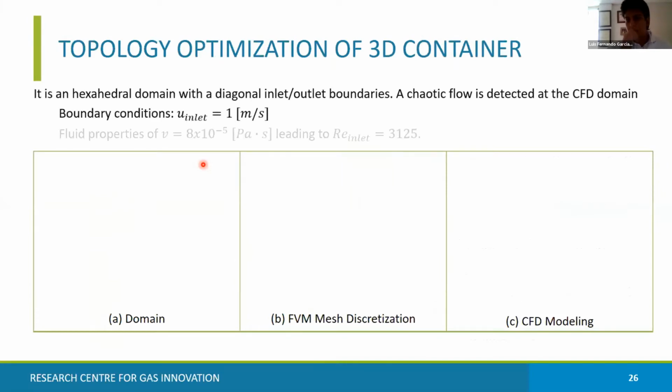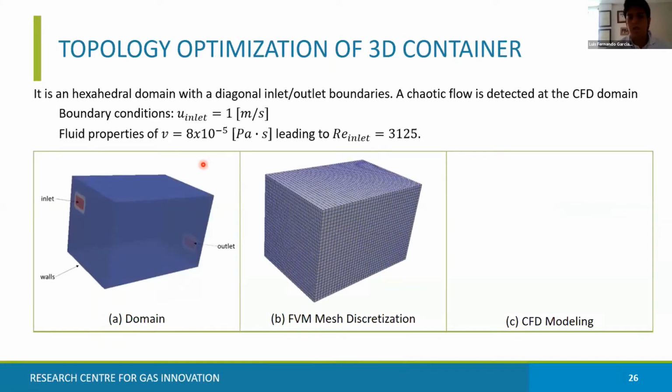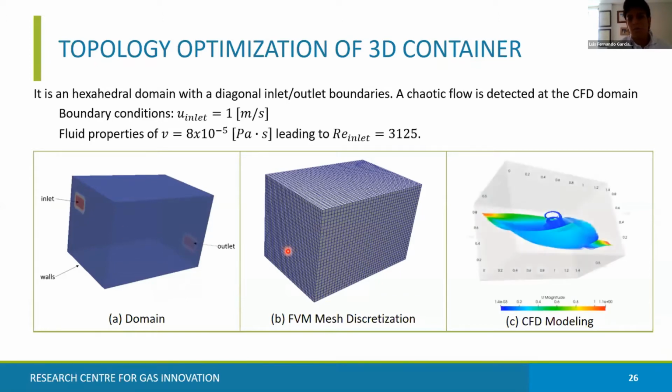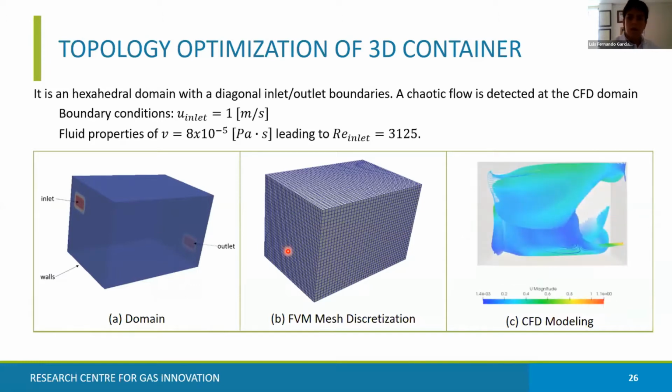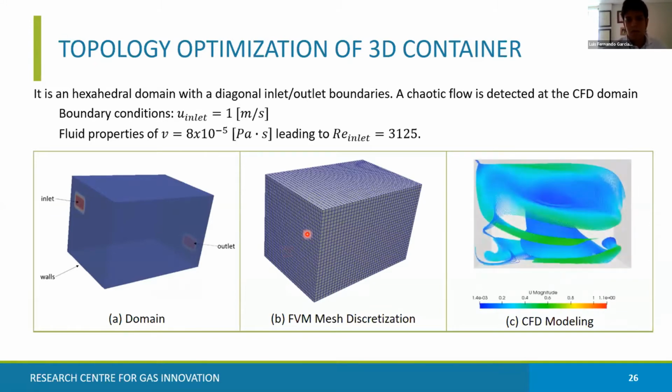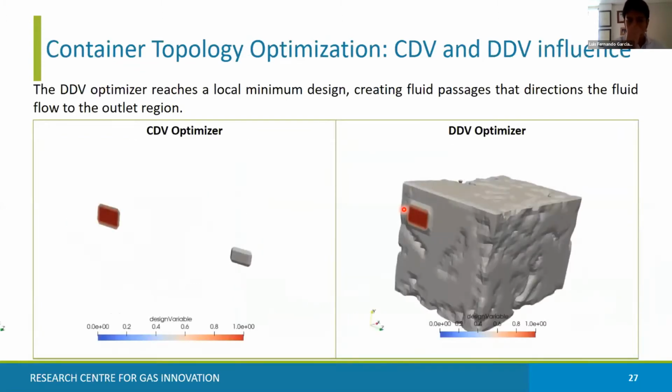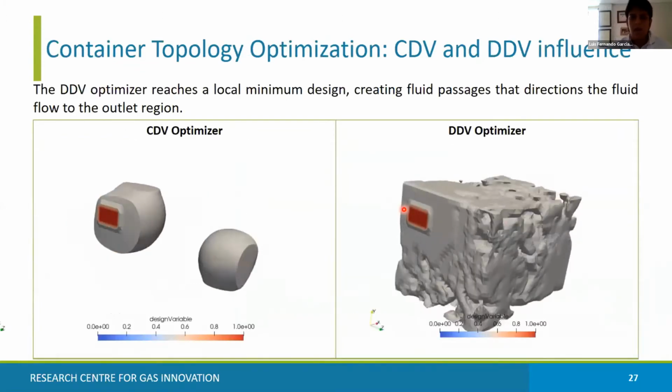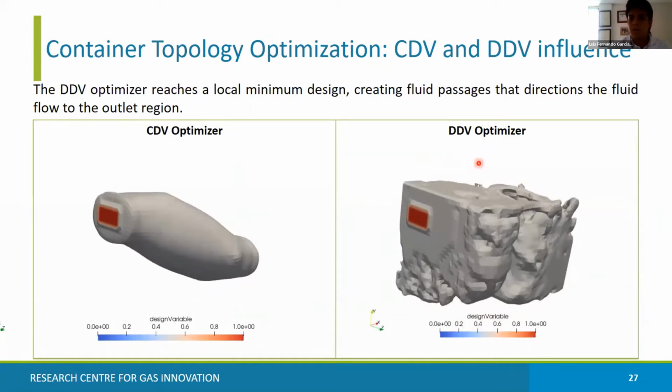After this, we took our results beyond to 3D cases, where we have only one inlet and one outlet region, which are diagonal. And when we perform the CFD, we can see that a non-intuitive passage can be found due to the large vortex generations that happen inside the domain due to the low viscosities that have been used in this turbulence regime. Therefore, we optimize the initial domain by considering the CDB and the DDB optimizer.